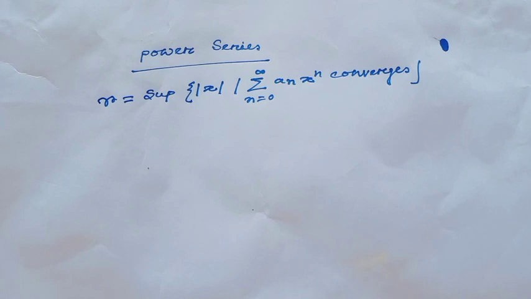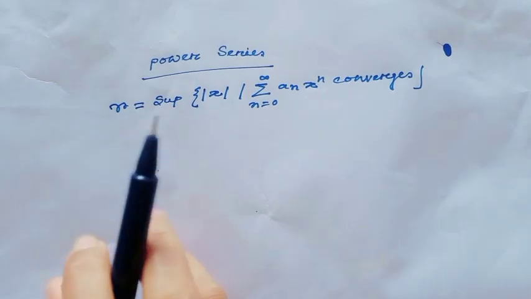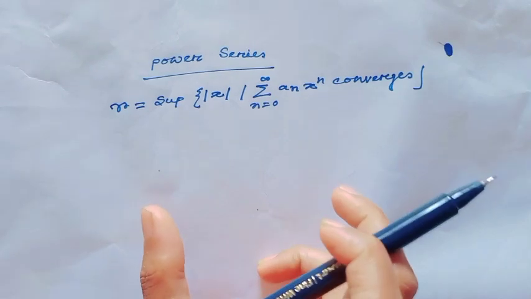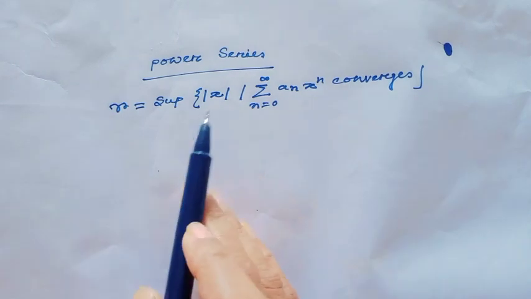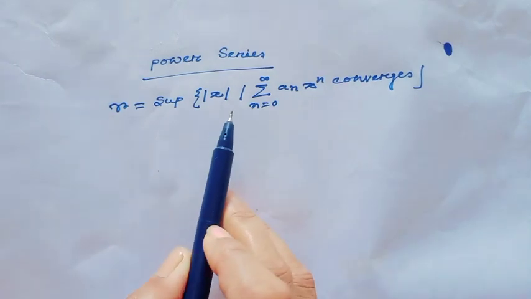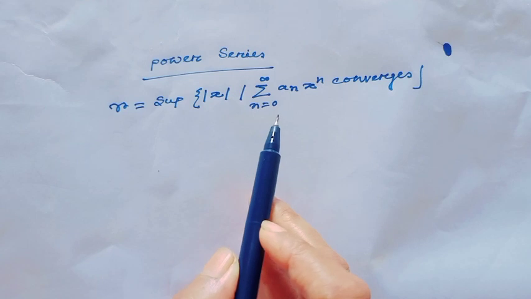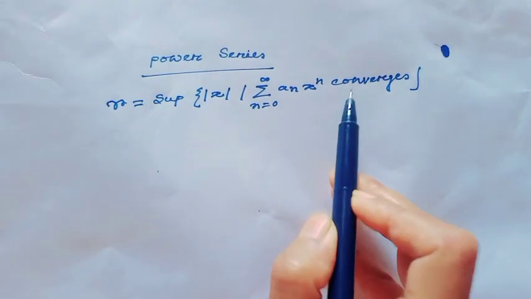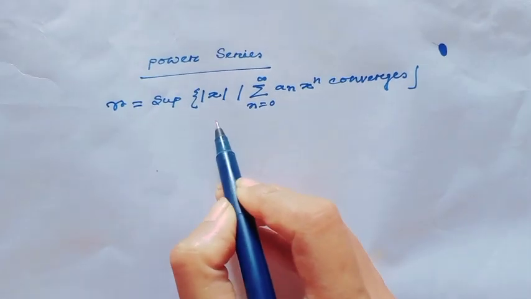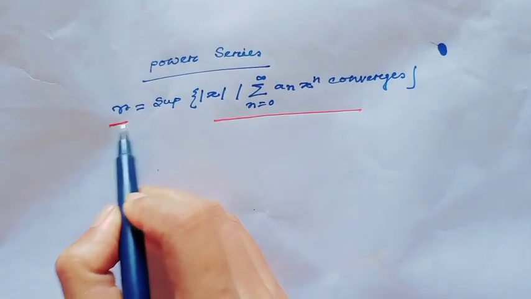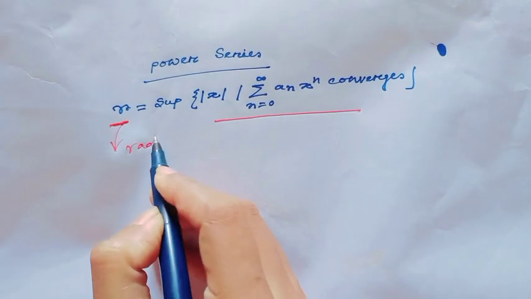First, to evaluate the radius of convergence of a power series. This part is very important for any competitive exam. In my previous video, we saw that radius of convergence means the supremum of the set of absolute values of x such that the series a_n x to the power n converges. That means the supremum of this set is the radius of convergence.